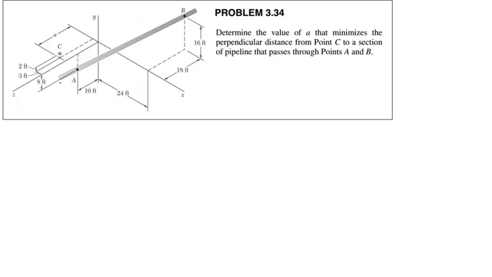Okay, so here we have another system, problem 3.34 in the Beer Vector Mechanics book. Determine the value of a that minimizes the perpendicular distance from point C to a section of pipeline pipe that passes through points A and B. Okay, so let's look at this. That minimizes the perpendicular distance from point C to a section of pipe that passes through A and B.